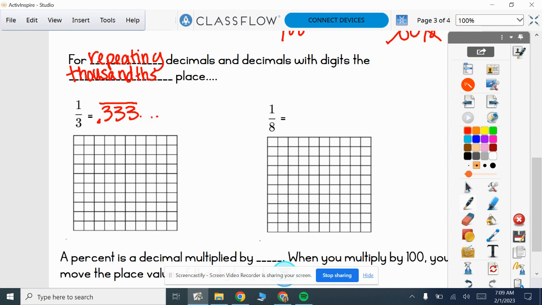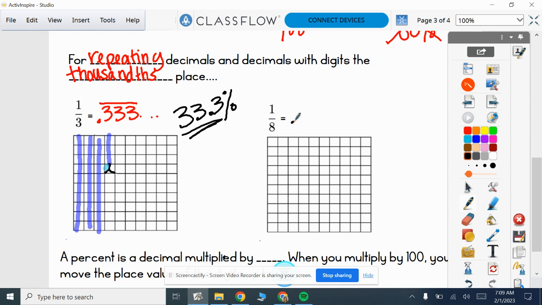We can't write that. So if we were to split this grid, remember we said that this would be like 33. And then we'd have to split this one into thirds, right? And so it goes on forever and ever. But we know it's going to be 33 something. So it's going to be 33.3%. So all I did was I multiplied by 100. And I'm going to explain that a little more down here.